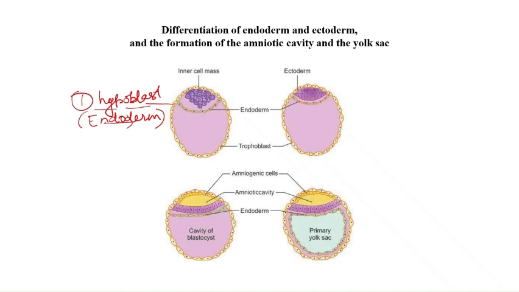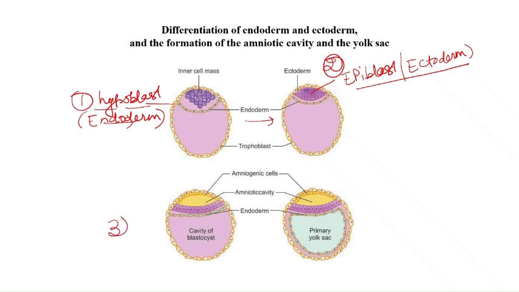The rest of the cells of the inner cell mass become columnar. You can see in this picture. This is known as epiblast, which is later going to be the ectoderm. The next stage is the formation of epiblast.